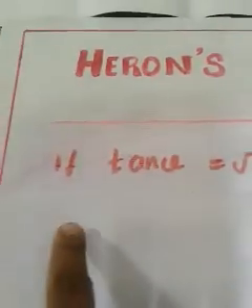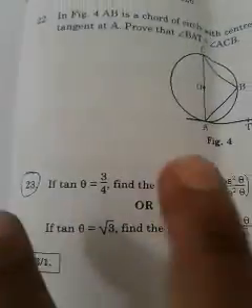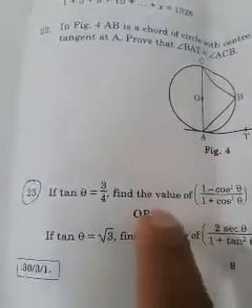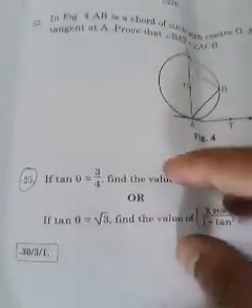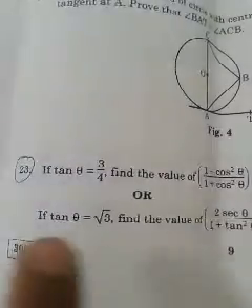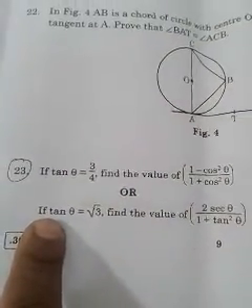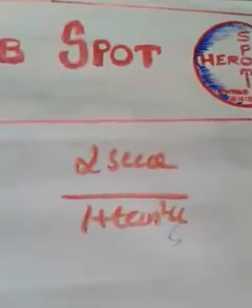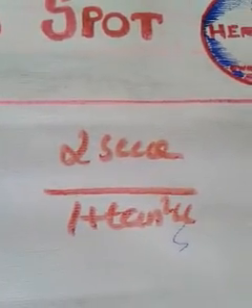And the next question is, it is not the next question actually. In 23, we were solving the 23rd question. We solved it and there is an option for that or this one. You can choose any one question among these. Anyway, we will try to solve both questions. The second question is, if tan theta is equal to root 3, find 2 sec theta divided by 1 plus tan square theta.